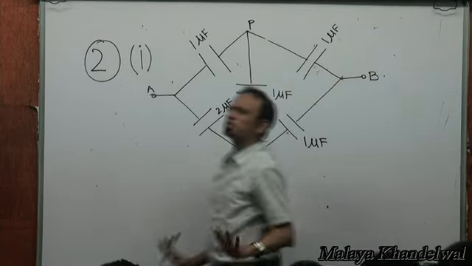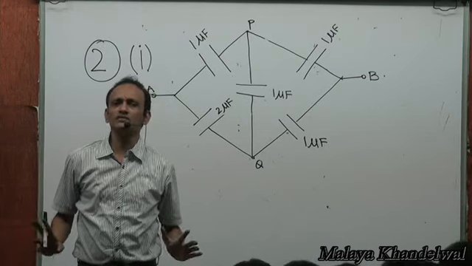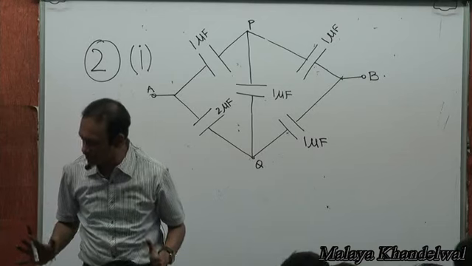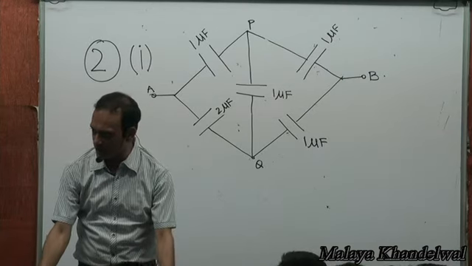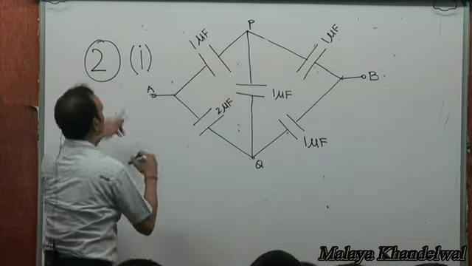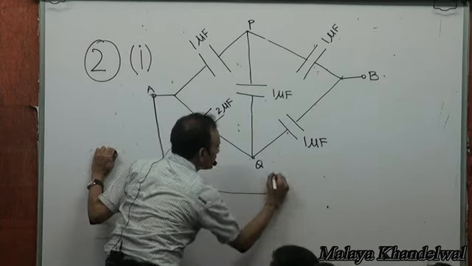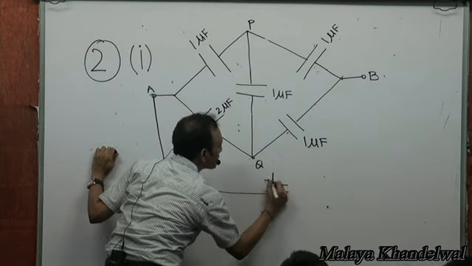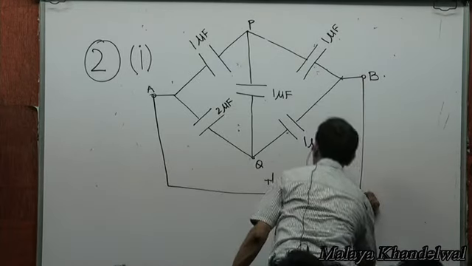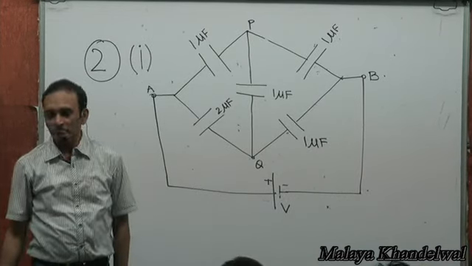So what you do is, essentially, between any 2 points in an electrical network, if you are seeking to find the equivalent capacitance, what you must do is imagine between those 2 points a hypothetical battery to be connected. Does not matter how much is V. This is a hypothetical battery connected between these 2 points A and B.